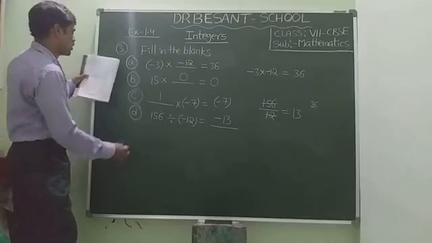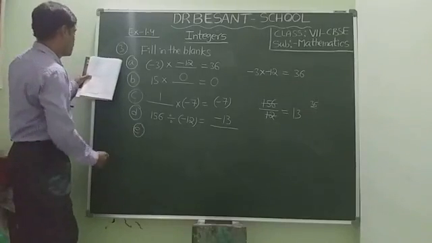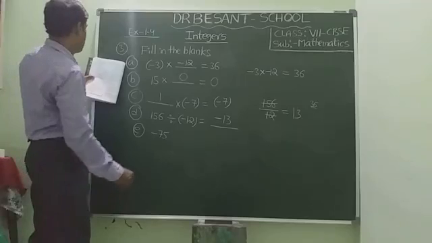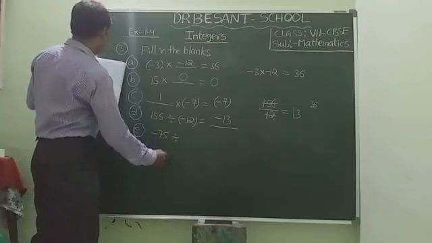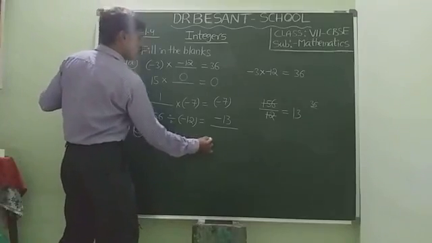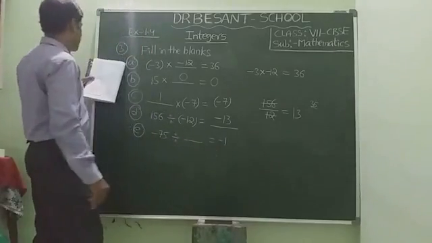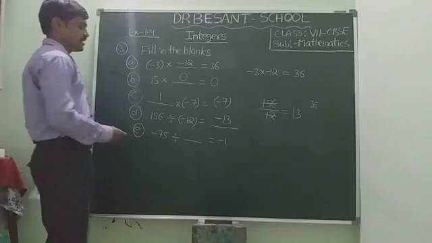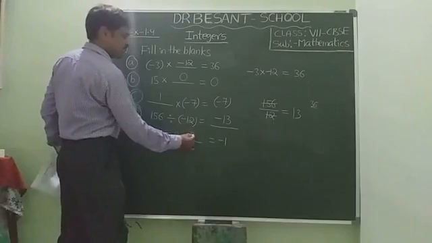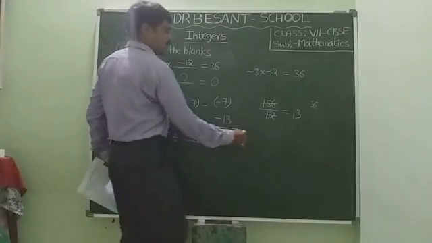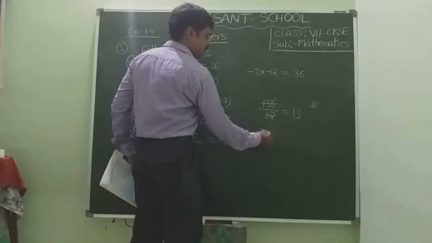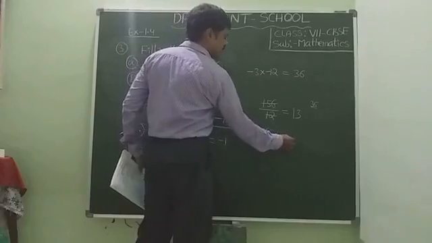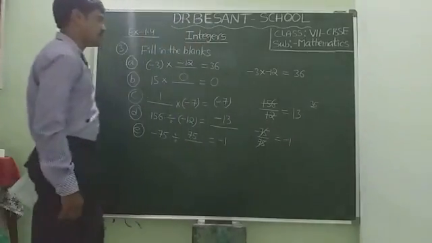Next, E: minus 75 divided by dash is equal to minus 1. Minus 75 divided by dash is equal to minus 75 by 75. Why? Because minus 75 by 75, 75 cancels. So the result is minus 1.